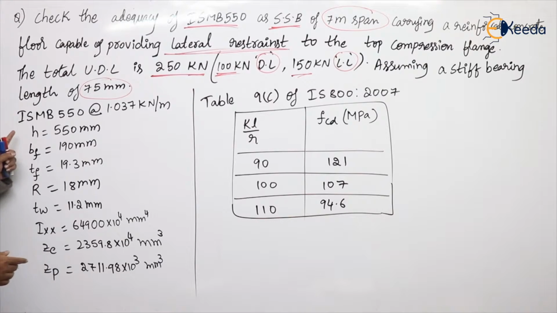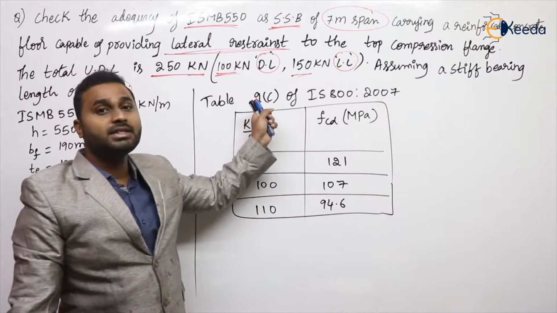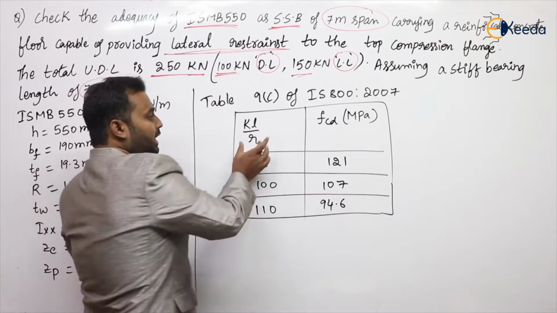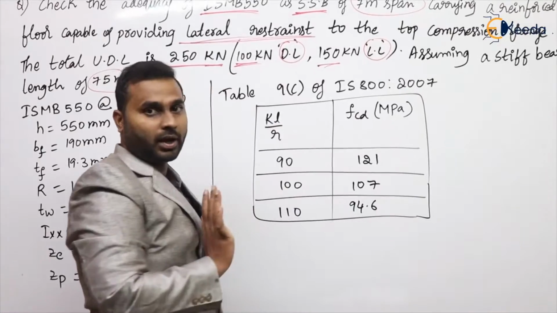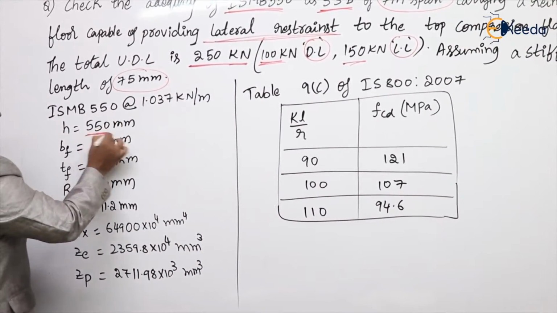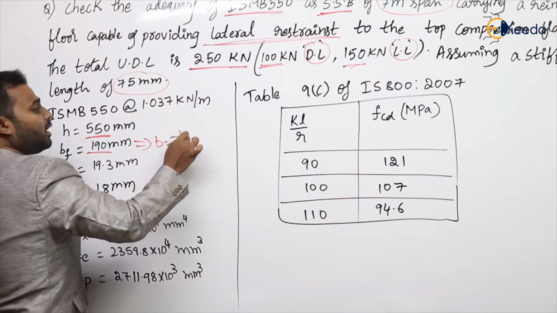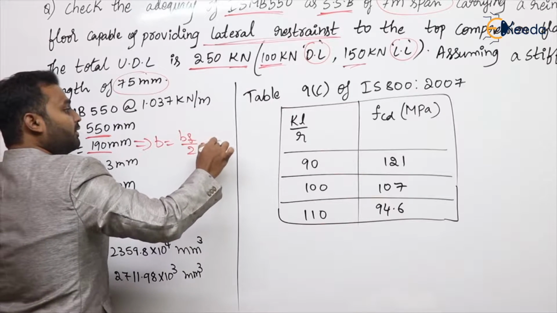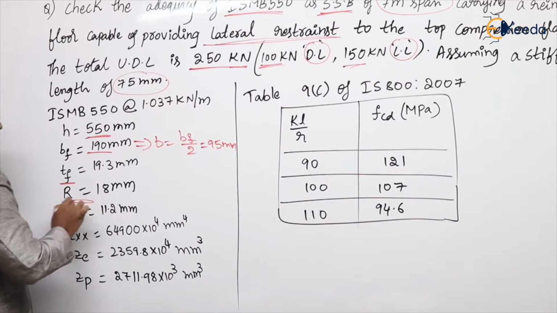Now these were the properties related to the ISMB, and this was the table 9C in IS 800 2007, in which slenderness ratio and corresponding design compressive stress values were there. Now go through these values. Overall height, as we know, is 550, width of the flange is 190. It means B is half of the width of the flange, that is 95 mm. This is the thickness of the flange and root radius.